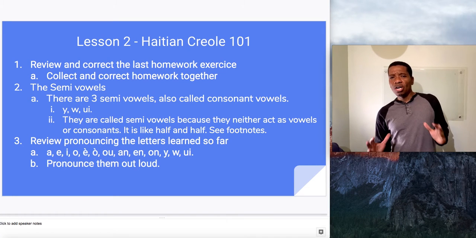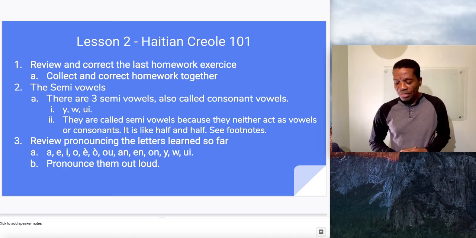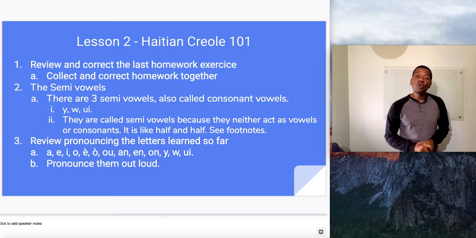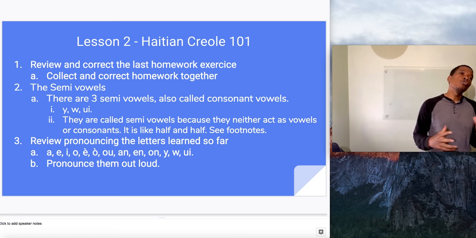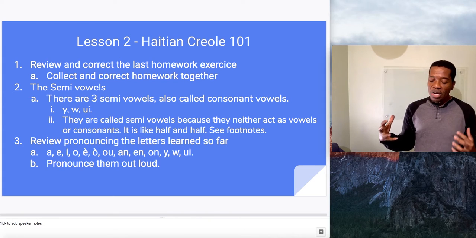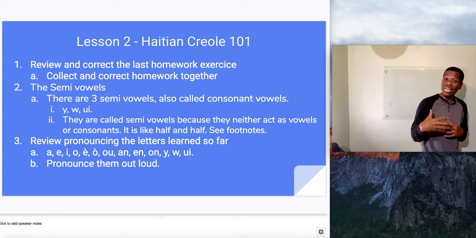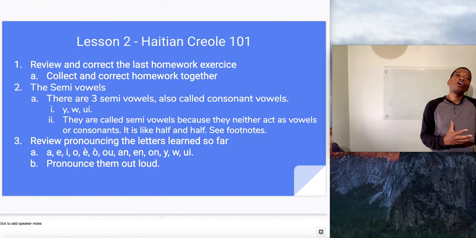Now that we are done reviewing the homework, the exercise, we're going to see something else. We saw, so far, the vowels. We saw the oral vowels, we saw the nasal vowels, right? So now what we're going to see is what we call, in the Haitian alphabet, semi-vowels. Semi-vowels are consonant vowels. Now why?